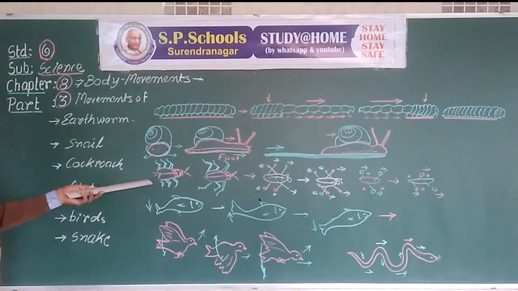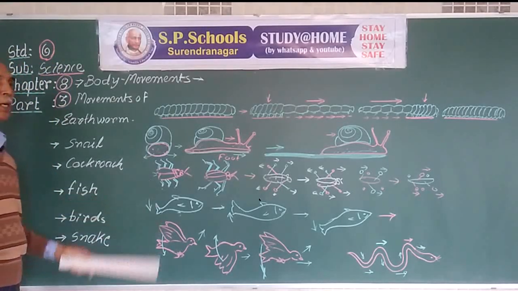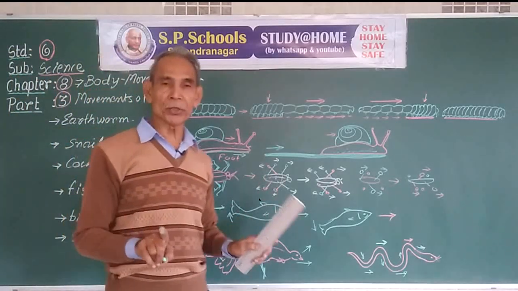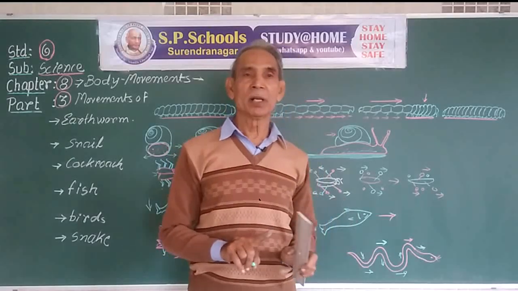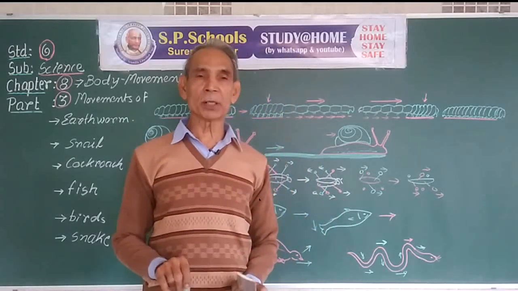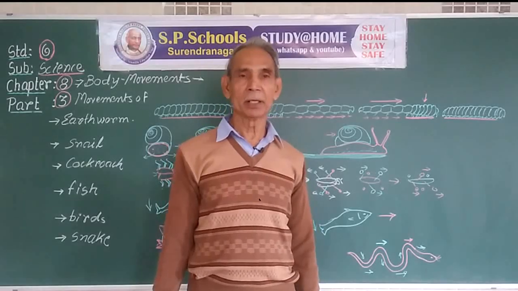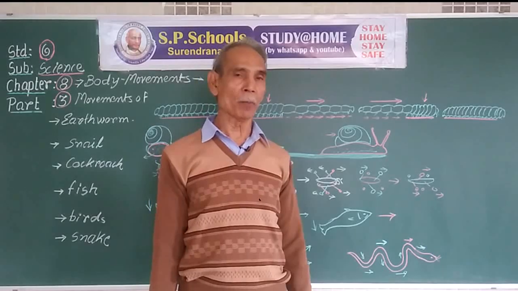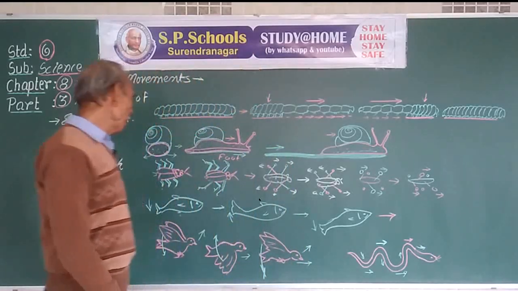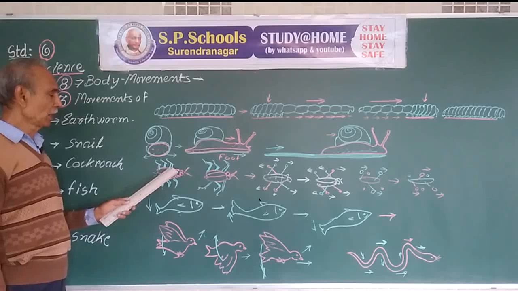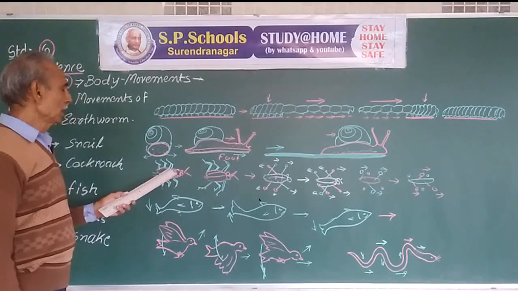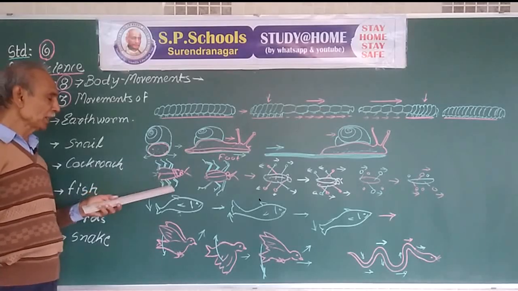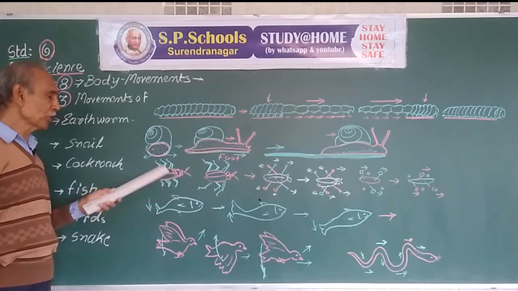Now about cockroach. Cockroach is an insect. It has no bones, but it possesses a strong covering of a strong substance called chitin. It is the exoskeleton of the cockroach. The body of the cockroach is also segmented. There are 3 pairs of legs, 3 on one side, 3 on the other side. Totally 6 legs.